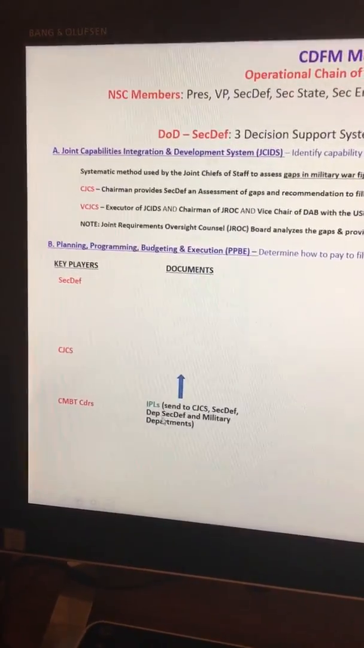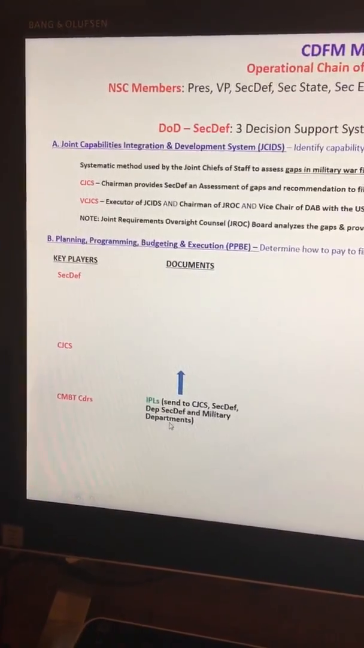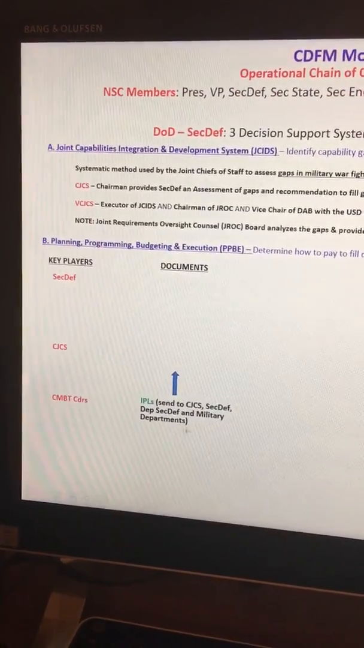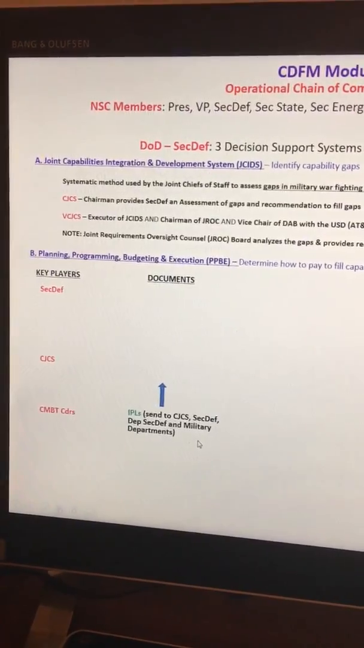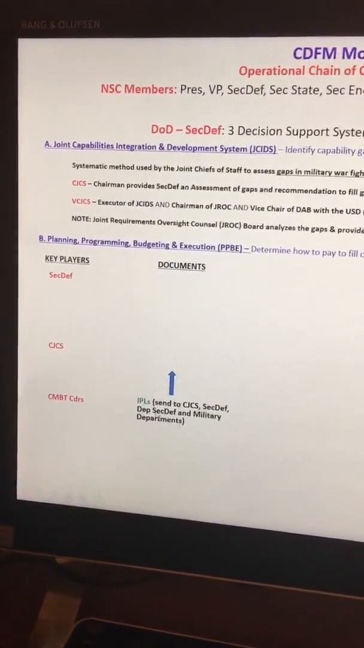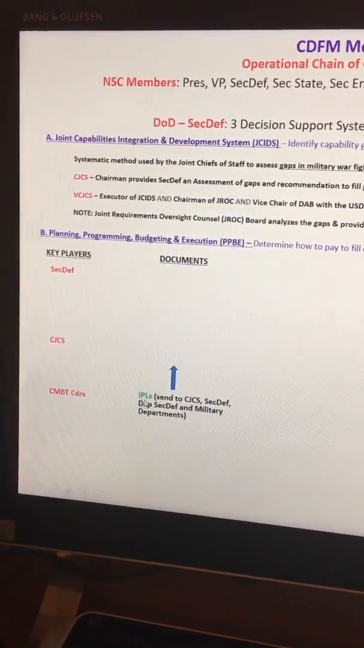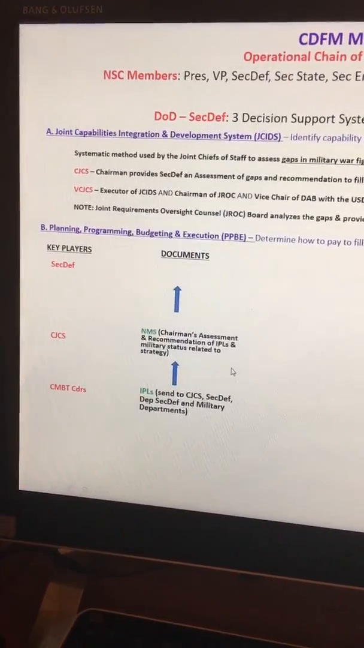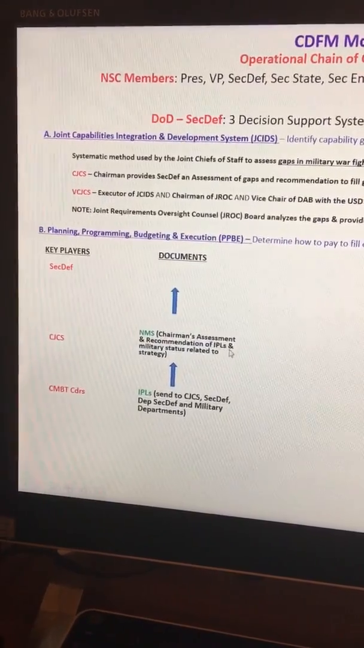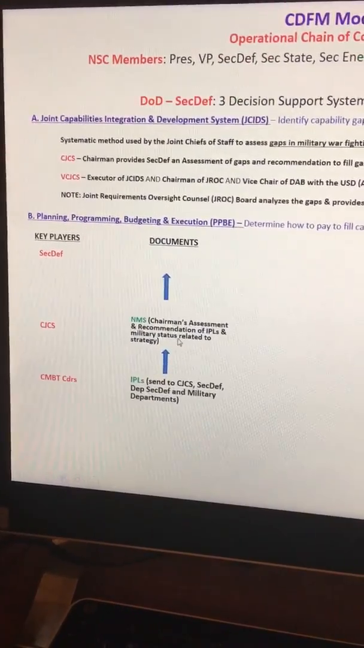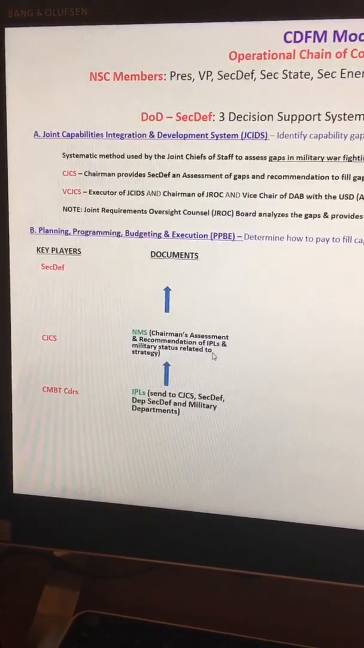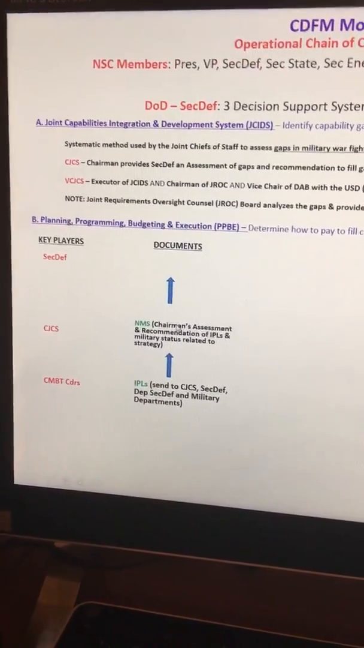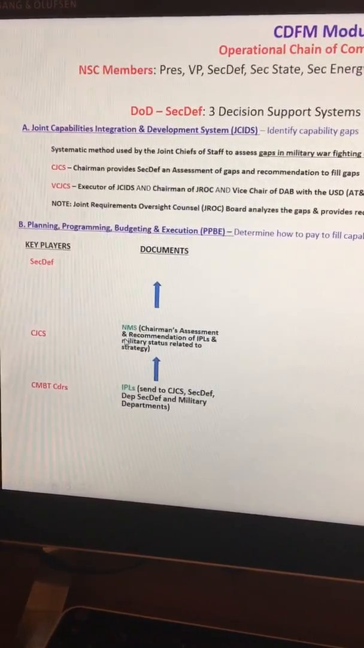This is like a heads up to these areas, or the military department, because all the resources are in one of those military departments. So depending on what the capability needed, your combatant commanders submit the IPLs up to the chairman of the Joint Chiefs of Staff. The chairman will then do his assessment and recommendation of how to fill that IPL requirement.